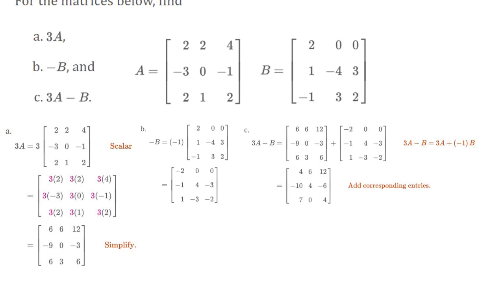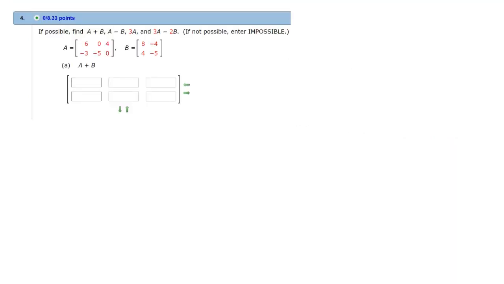Okay, so this last one was row 3, column 3 has to be added with row 3, column 3 of the other matrix. Okay, any questions on these? Okay, all right, so let's continue.